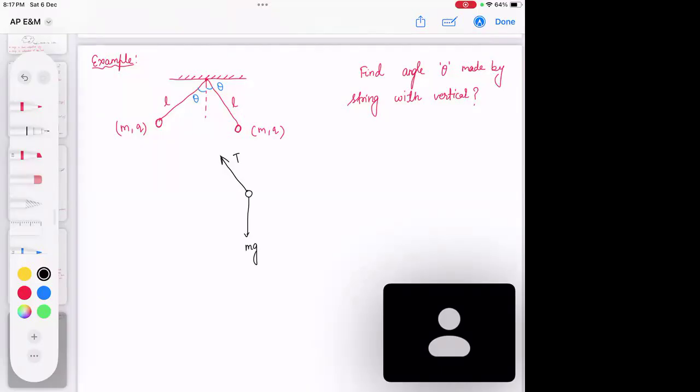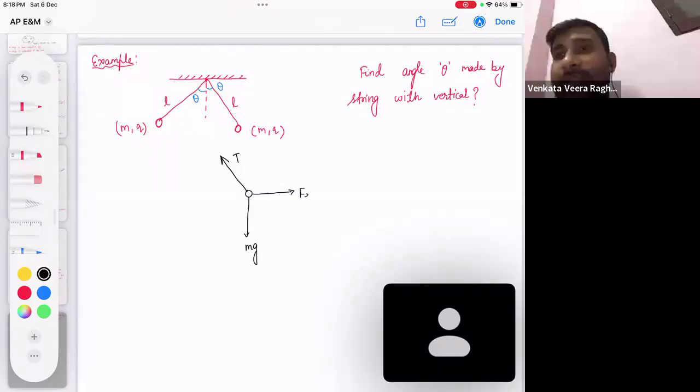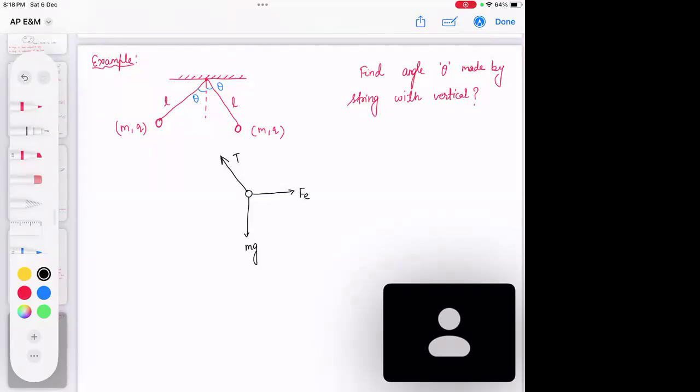And anything else? Please tell me. Is there going to be any other force? Yes, electrostatic force. Is that going to be repulsive in nature? Because I have taken the same charges. Yes, sir, same charge nature. So that is going to be repulsive. That's good. Now, what next should I do?